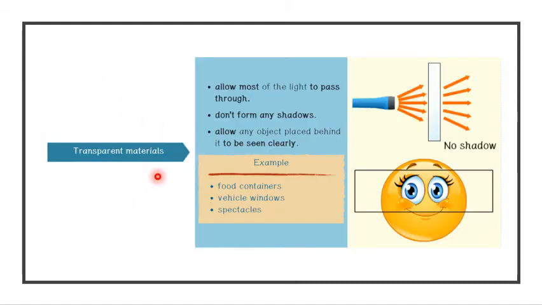For transparent materials, they allow most of the light to pass through. Transparent materials also do not form any shadows. They allow any object placed behind to be seen clearly. Example, food containers, vehicle windows, and spectacles.